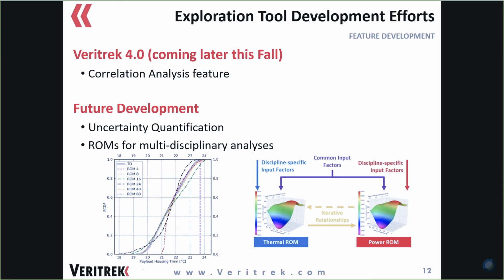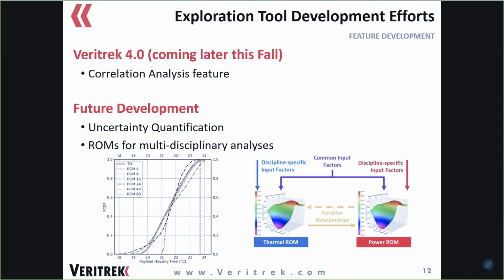Okay, so with that, it's kind of the bulk of what we wanted to talk about with the exploration tool. This slide really gets towards the future development. One thing to note is that we do have Veritrek 4.0, which will be coming later this fall. As Jake had mentioned earlier, it's going to include a correlation analysis feature. So we're pretty excited to roll that out and get that in the hands of users. Keep an eye out for that. That should be coming out here shortly.